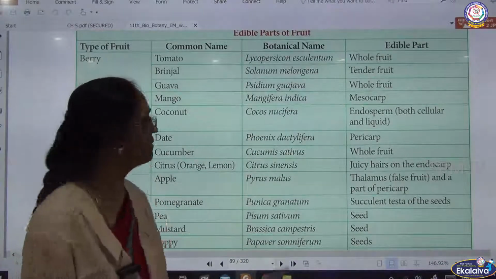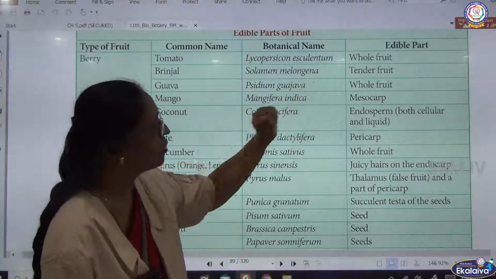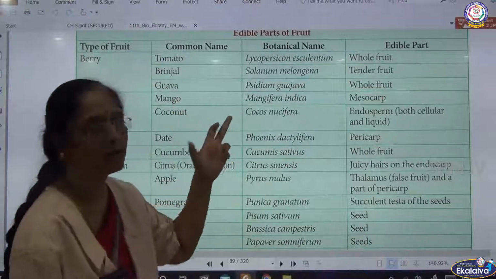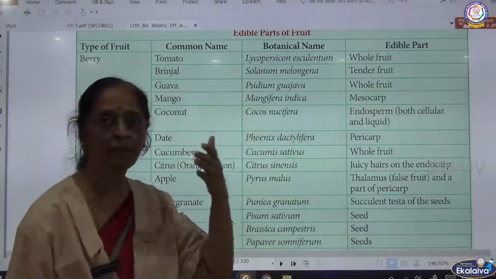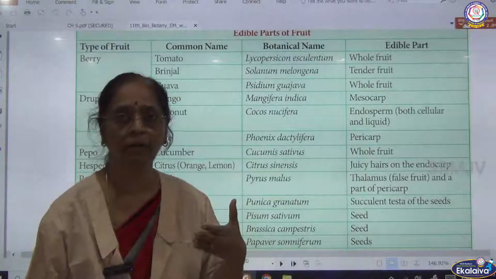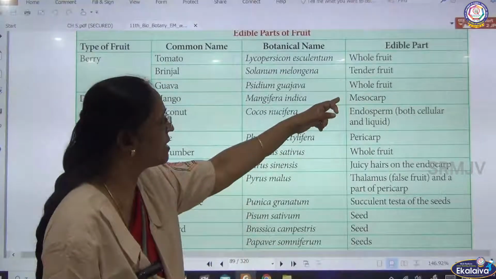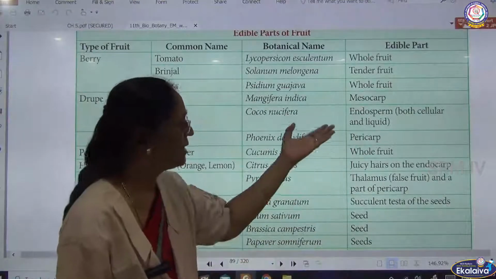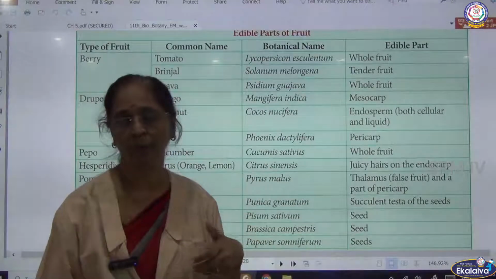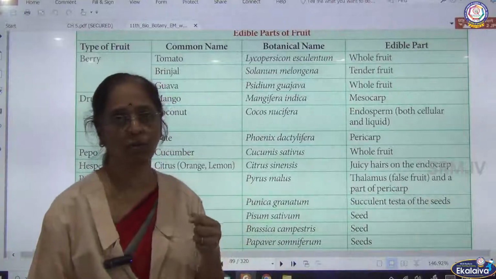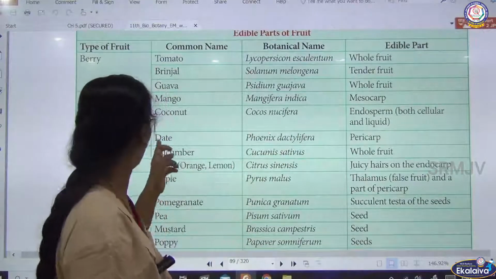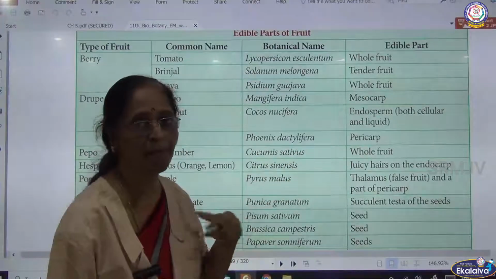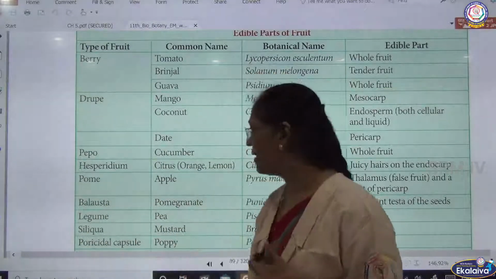What are the edible parts? Tomato, the whole fruit is eaten. And in brinjal also it's a tender fruit. Guava, the whole fruit. And in mango, the middle portion is the only fleshy part, so it is only the mesocarp, and in coconut you will find endosperm, which may be either cellular or liquid. The liquid is the tender coconut water that we drink, it may be the cellular, and then dates, it is Phoenix dactylifera, the pericarp is what we eat as the edible part.